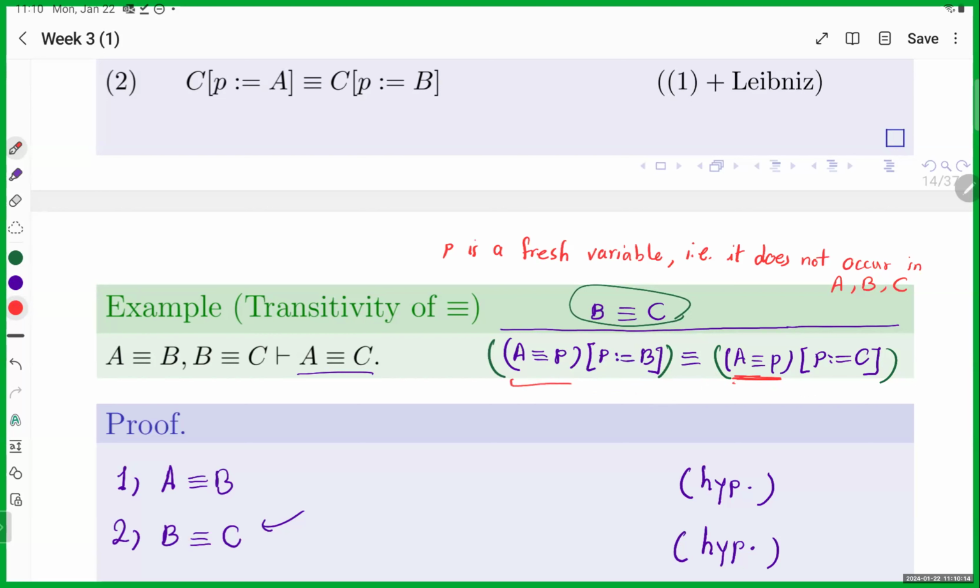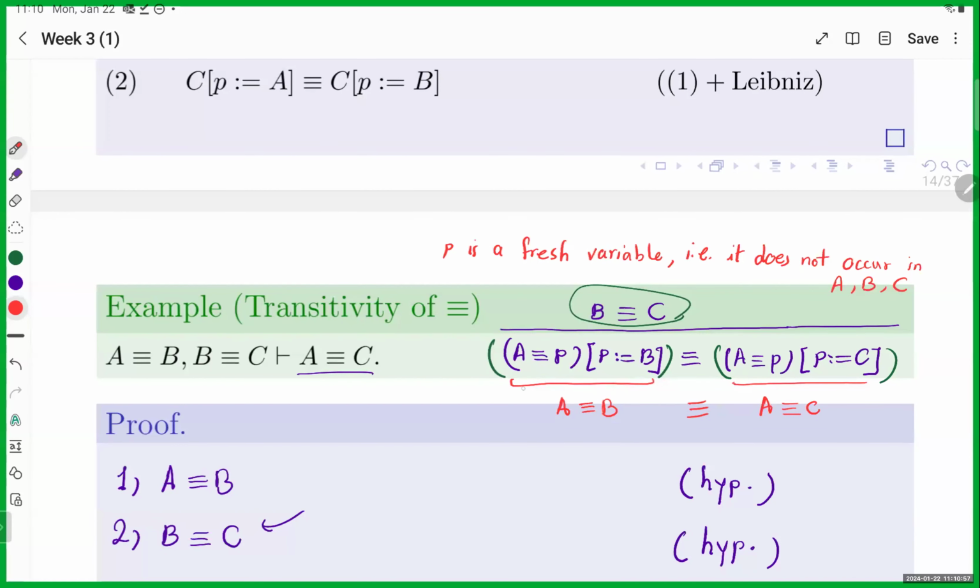What is this substitution? Can anyone tell me what this formula is? In the formula, A is equivalent to P. Replace P with B. What do I get? A is equivalent to B. Now, how about this one? A is equivalent to C. Thank you. So this is the resulting formula.